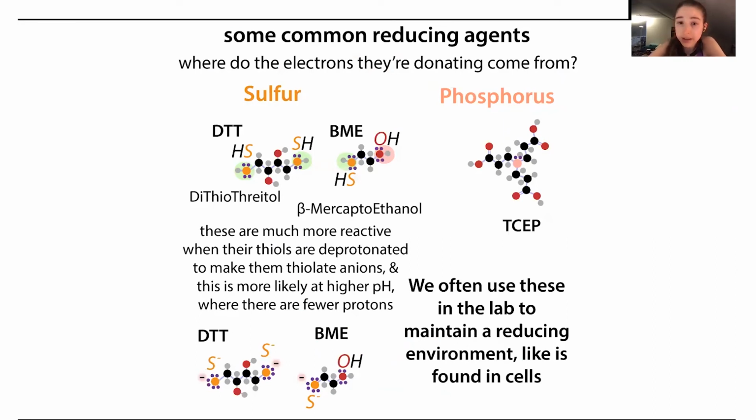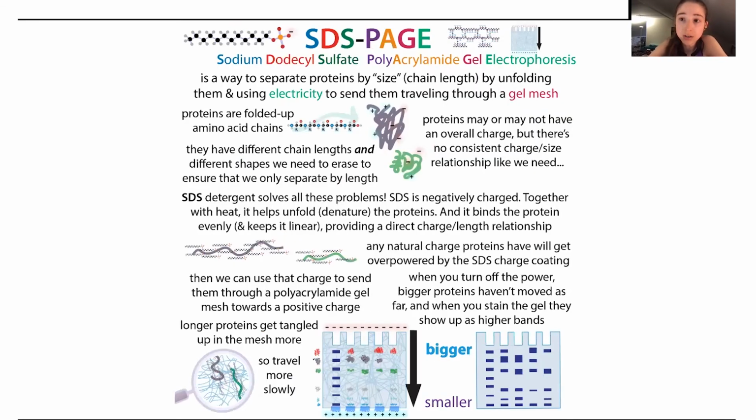Important that we do add these in the lab, so like to our buffers, like when purifying proteins, because we want to keep this reducing environment to prevent proteins from forming unwanted crosslinks. Also, another time this will come into play is when you're running an SDS-PAGE gel to separate proteins by size.